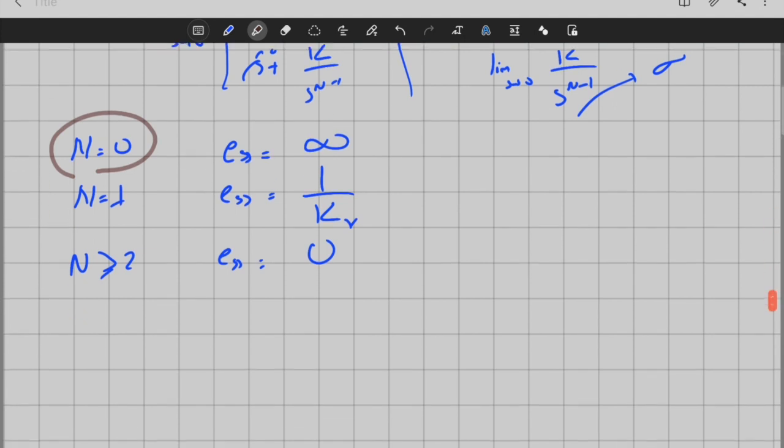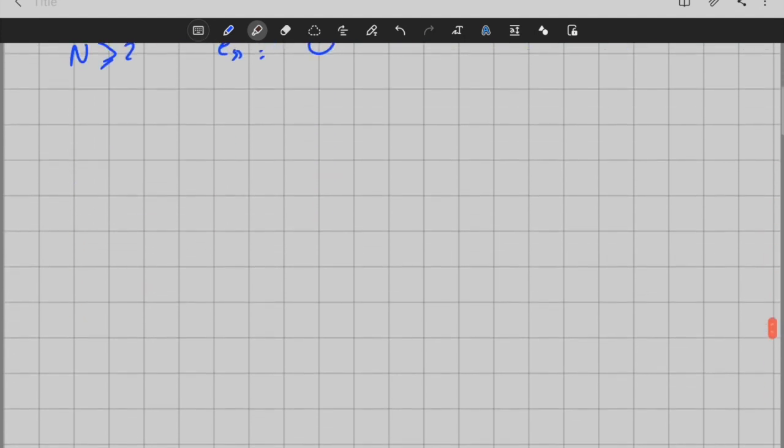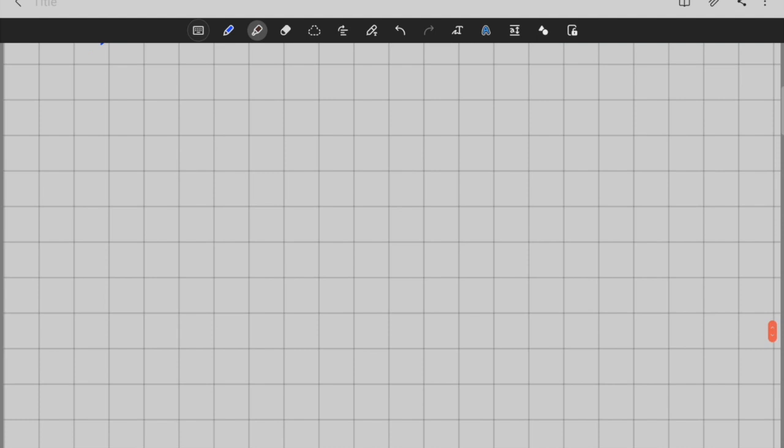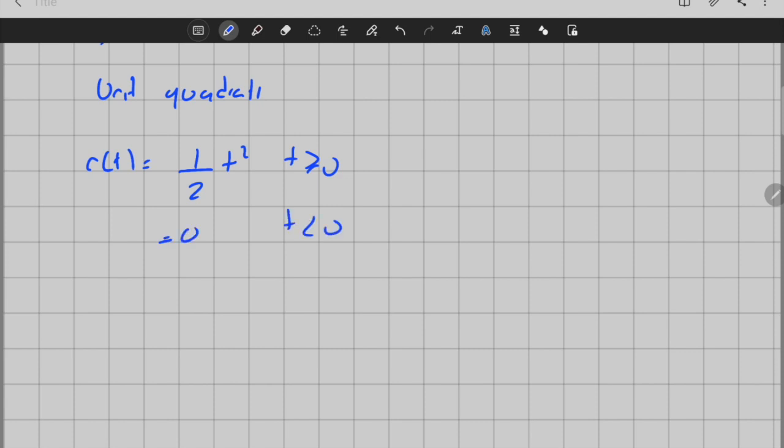The simple extension of this unit ramp, which is not used much, is the unit acceleration input, or unit quadratic, where r of t is simply equal to 1 over 2 t squared, of course for t greater than or equal to 0. It is equal to 0 when t is less than 0, and has Laplace transform of 1 over s cubed.